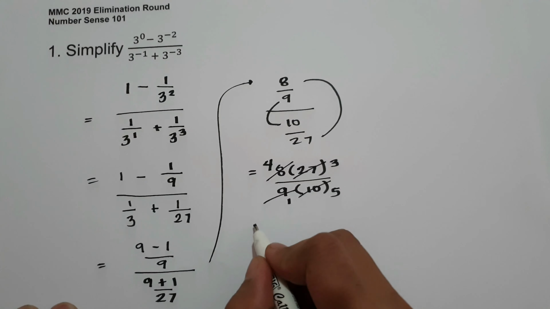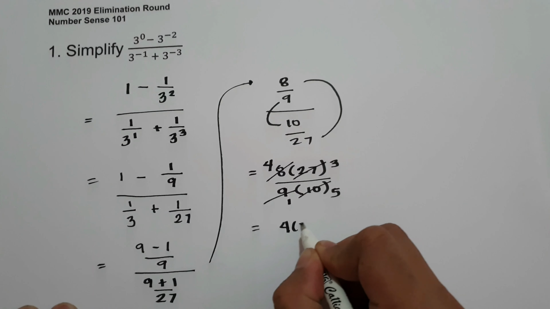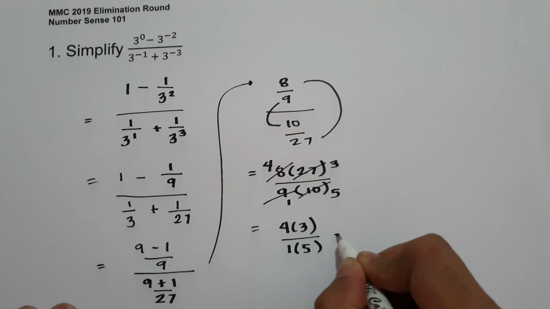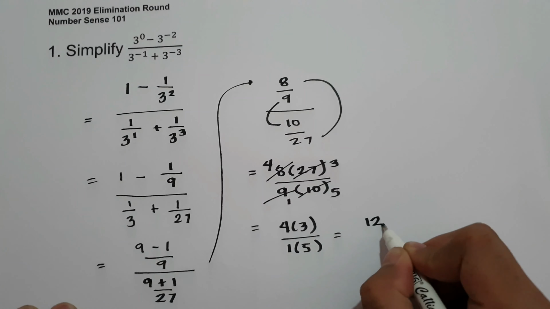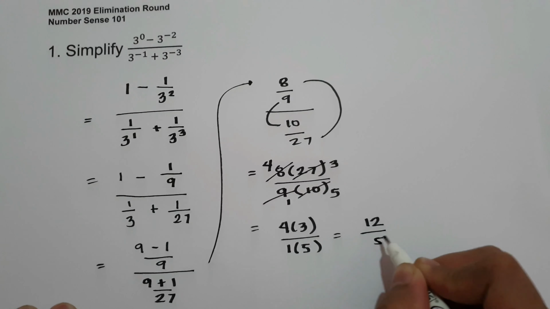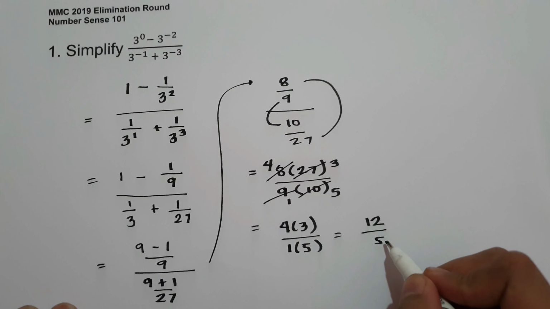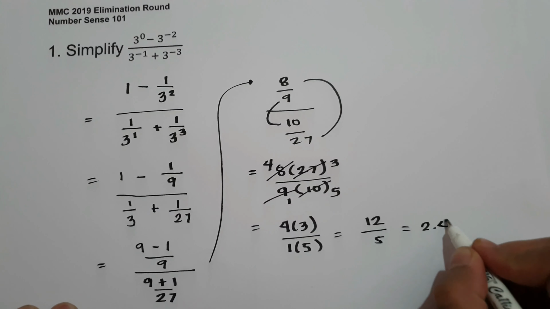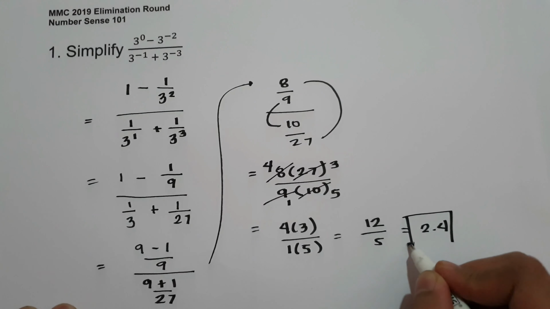To simplify, we have 4 multiplied by 3 over 1 times 5. 4 times 3 is 12, and 5 times 1 is 5. So this will be our answer, 12 over 5. Or if you want to express your answer as a decimal, we have 2.4. And this will be our answer.